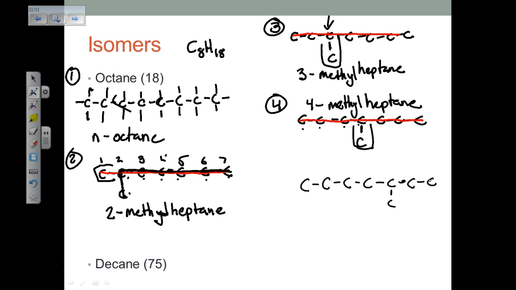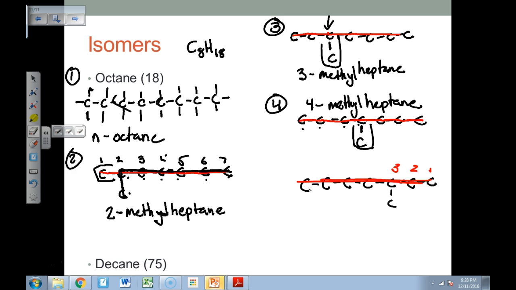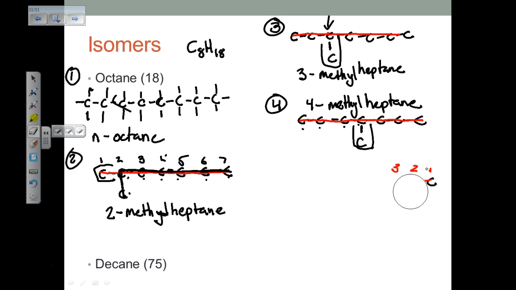Or if we start on this end, going this way, 1, 2, 3, this is the same as 3-methyl heptane. Which is interesting, because if you just take this guy and flop him over, pick him up and turn him over, it's going to be the same as this. So this is kind of the end of all of the 7 carbon chains.